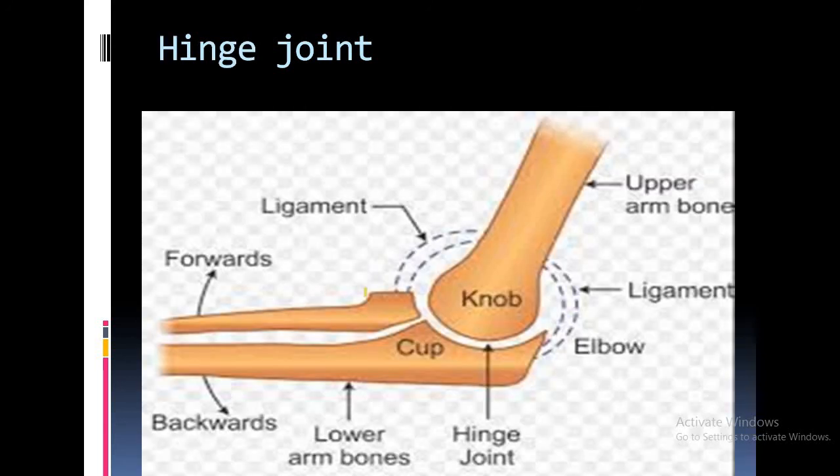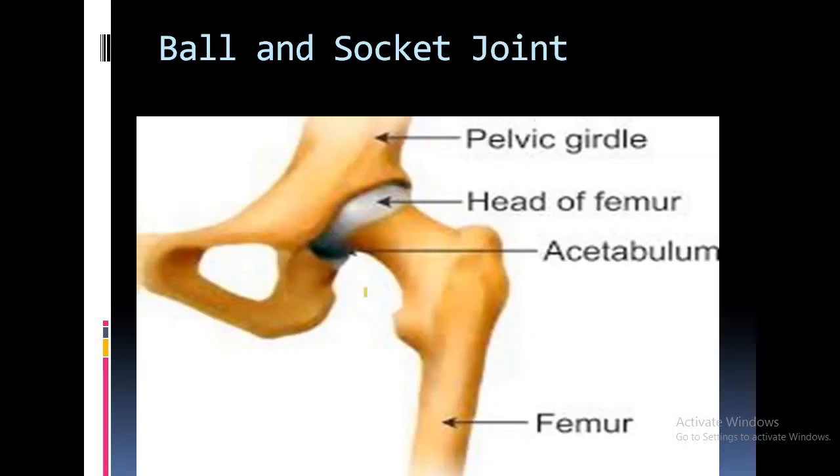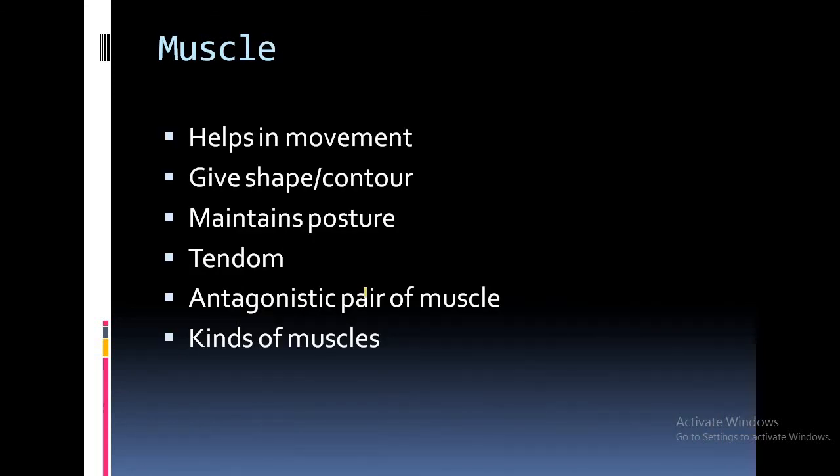Then the hinge joint, like in the doors and windows, you must have seen the hinge. Hinge is providing the forward and the backward movement only. So this joint is present at the elbow and the knees. Another joint is the ball and socket joint. We have already seen the head of the femur is acting like a ball, whereas the pelvic girdle is making a socket, and it is forming a ball and socket joint, and it is providing the movement in almost all the directions.